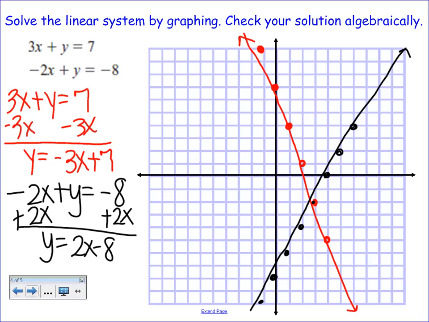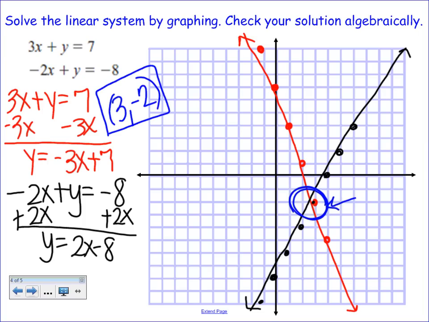Now we learned from the last slide that the solution to this system of equations is where the two lines overlap, where they intersect each other. Okay, so I can see that my red dot and my black dot overlapped right there, intersected at this point. So what I need to do is I need to see what that ordered pair is. 1, 2, 3, down 2. So the ordered pair 3, negative 2 appears to be the solution where my red line and my black line intersect each other. What can we do to figure out if that's true? Plug in the x value of 3 and the y value of negative 2 into both equations to make it true.